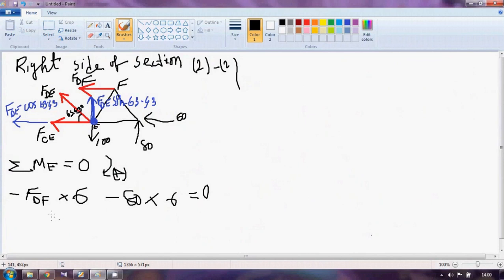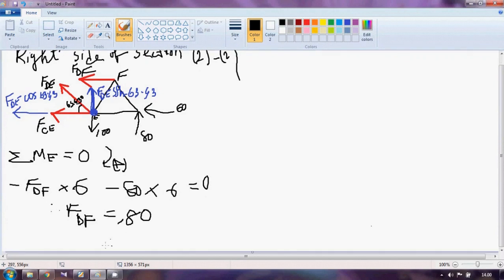So I will get F_DF equals to 80. Sorry, it will be negative 80. So ultimately I will get F_DF equals to 80 kilonewton, and the member DF will experience compression. Okay, good.